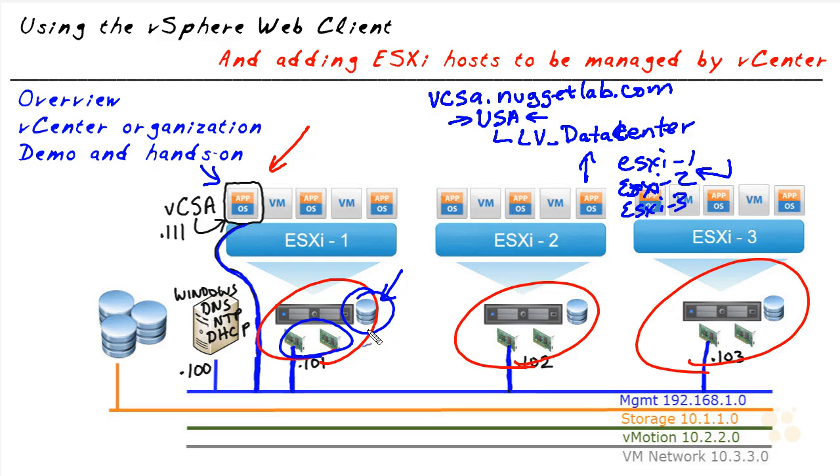So what we get to do right now is we'll go ahead and do a live demonstration to connect to the vCenter server appliance from our Windows machine. And then we'll create this organizational structure, and then we'll bring in the ESXi host into vCenter so that they can be centrally managed by our vCenter server.